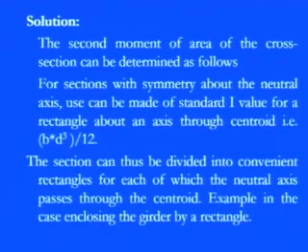The section can be divided into convenient rectangles, because these are all rectangles for each of which the neutral axis passes through the centroid, because it is a well balanced structure. So the neutral axis is passing through the centroid of the I section. For example, in the case of enclosing the girder by a rectangle, whatever description is there of this kind of problem is absolutely based on the I section.